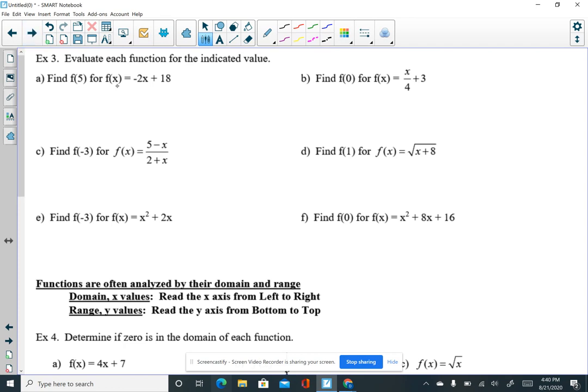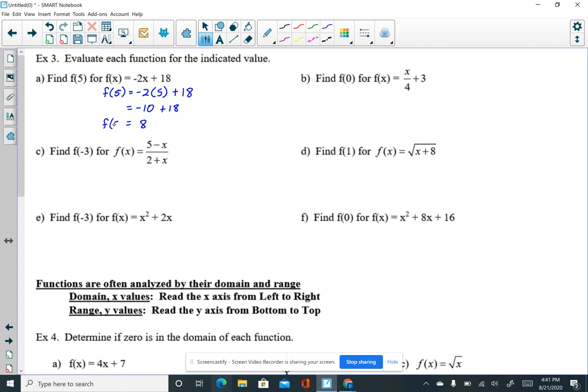So here, if you want to find f of 5, that means everywhere you see an x, you're plugging in 5. So we have negative 2 times (5) plus 18. Every time I substitute, I always like to include a parenthesis. It helps you keep things clean and keep your signs straight. So now we start cleaning this up. Negative 2 times 5, of course, will give us negative 10. And negative 10 plus 18 will give us a positive 8.